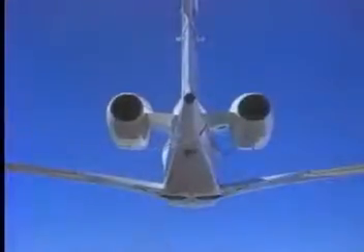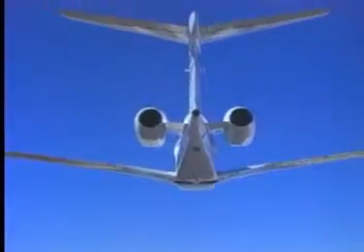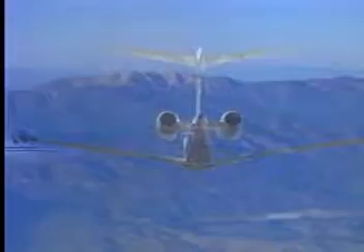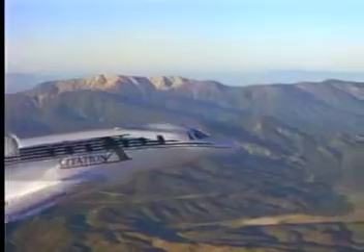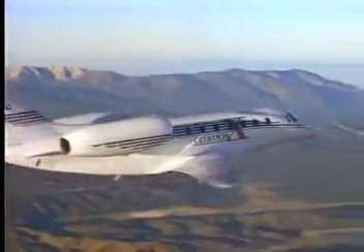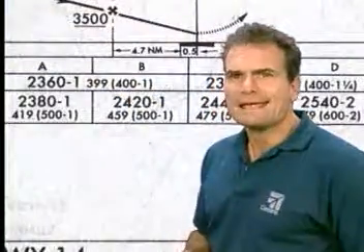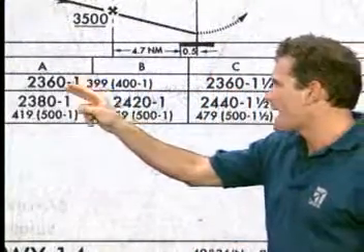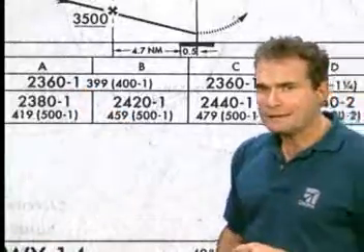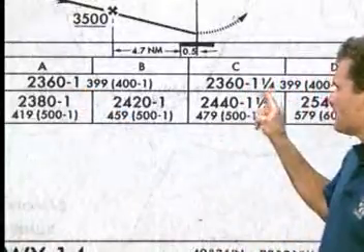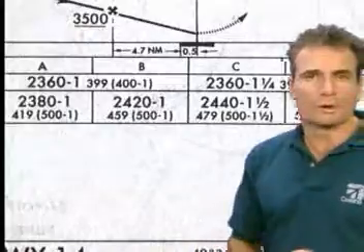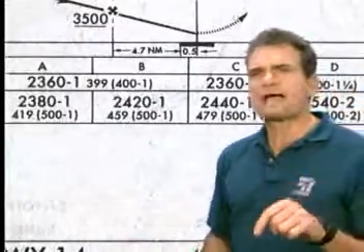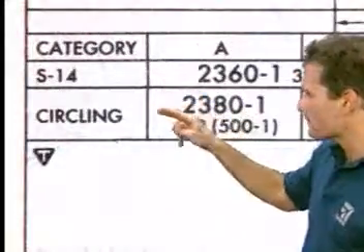Let's take a look at how the minimums would change if you were flying something faster, say a Citation 10, and approaching at 125 knots, which would put you in Category C. The MDA is the same for Category C as Category A, but you would need an additional quarter mile of visibility for a total of 1 1/4 miles. Let's drop down now and look at the circling minimums.